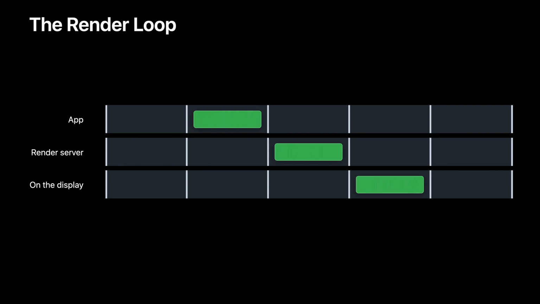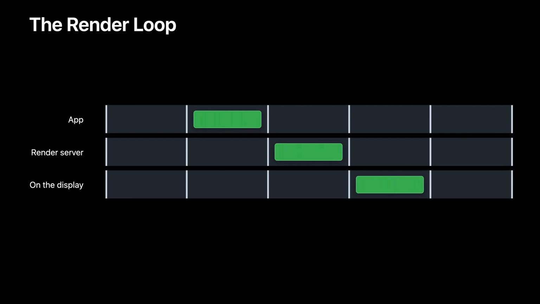The first stage is in your app, where events are handled and changes are made to the UI. That work must complete before the next vsync, so the next stage can begin. The next stage happens in a separate process called the render server. This is where your UI is actually rendered. This stage must also complete before the next vsync, so that the frame can be displayed, which is the 3rd and final stage.